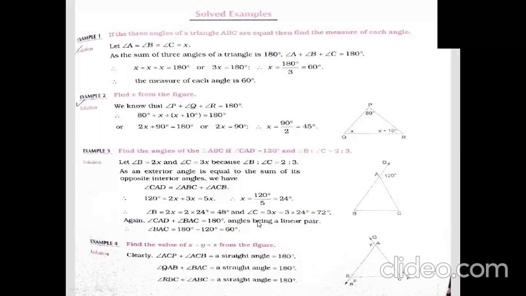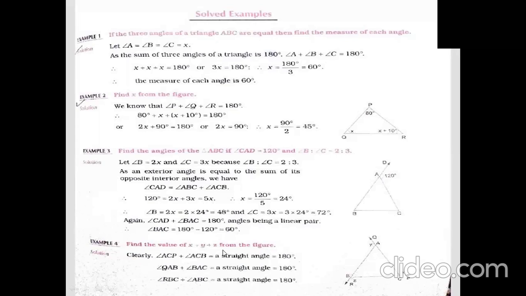Angle B is equal to 2x, that is 2 into 24, 48 degrees. Angle C is equal to 3x, that means 3 into 24, that is 72 degrees. By these values, we will be able to get the third angle also. Angle BAC is equal to 180 degrees minus 120 degrees is equal to 60 degrees. Now come to example number 4.